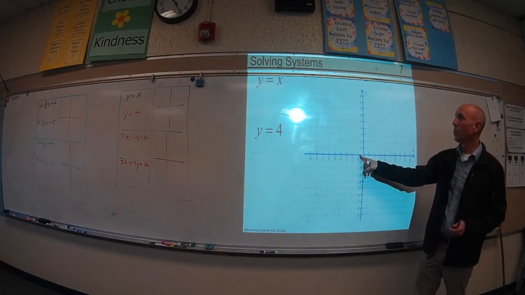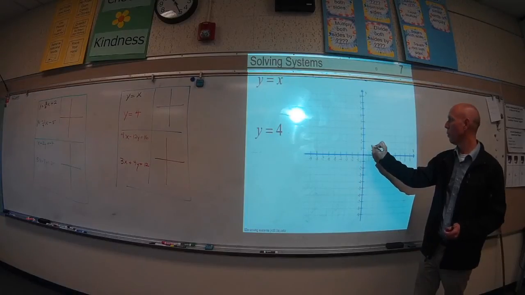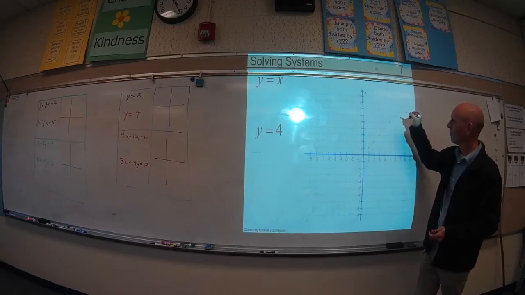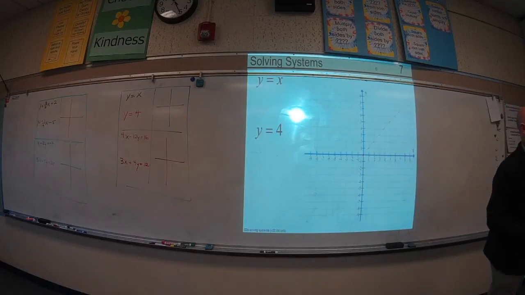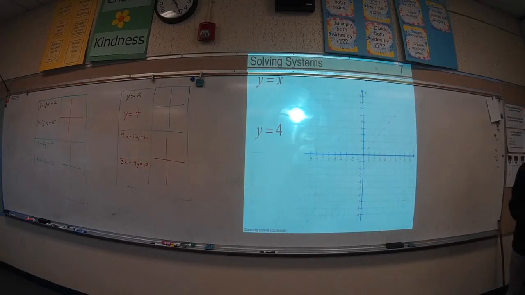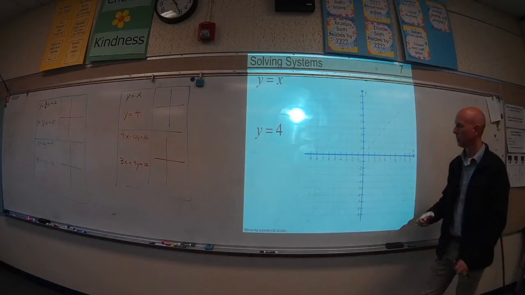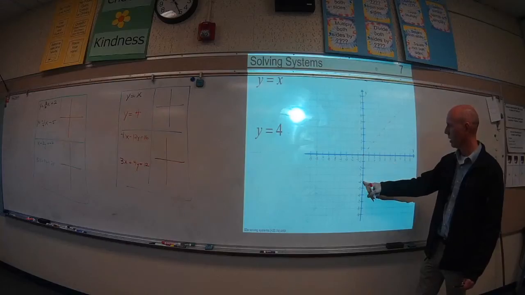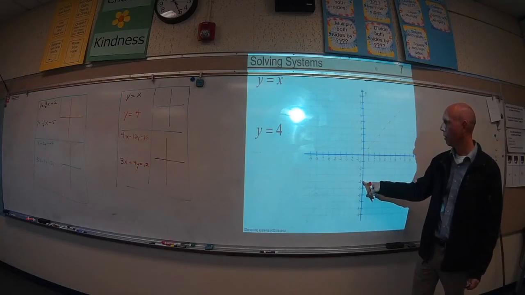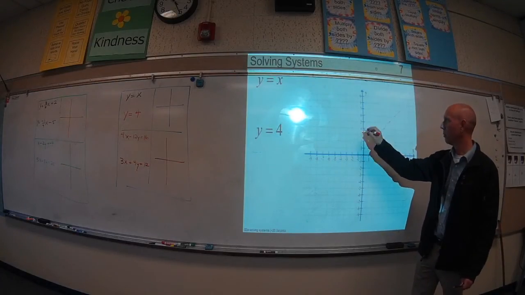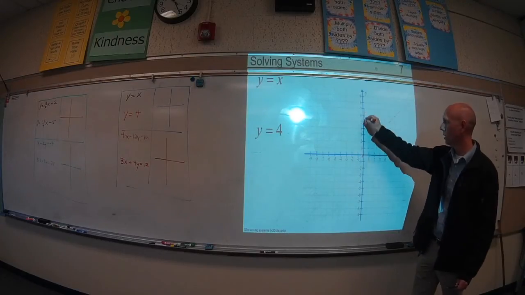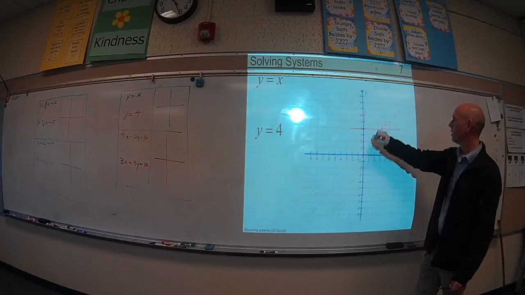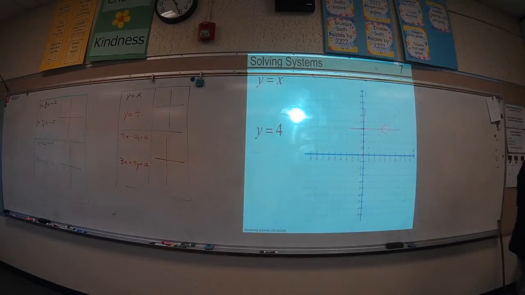The first one is y equals x, which means I start at 0 and go up 1 over 1, up 1 over 1, up 1 over 1. Second one, y equals 4. Mike, how do I do that? So you're going to place a point at 4. On the y-axis. Right here. The positive y-axis. Put a point right there and then draw a horizontal line through it. So where do they cross? 4, comma 4.